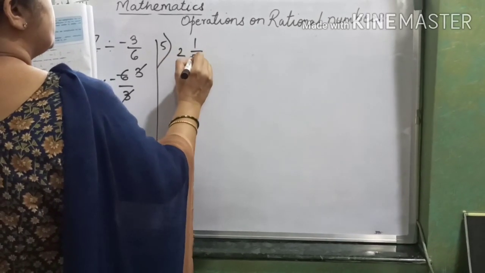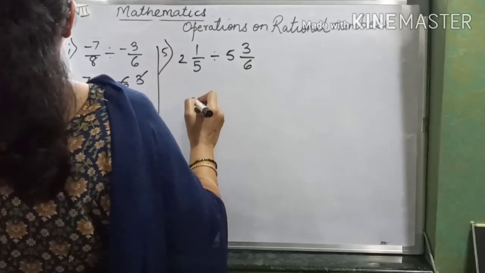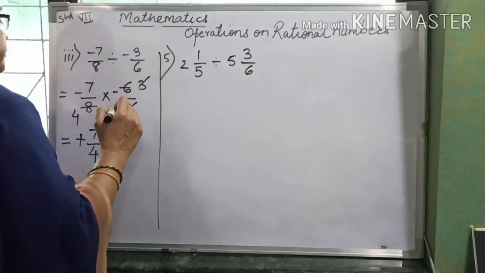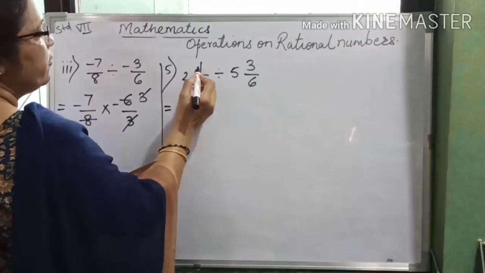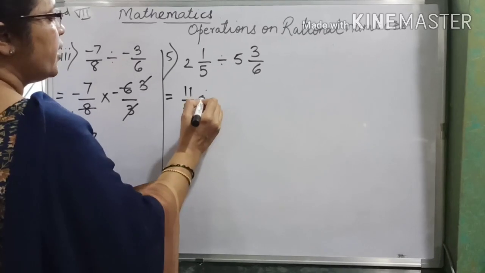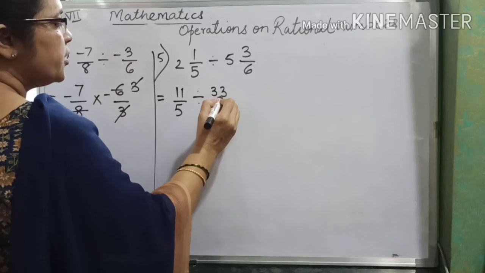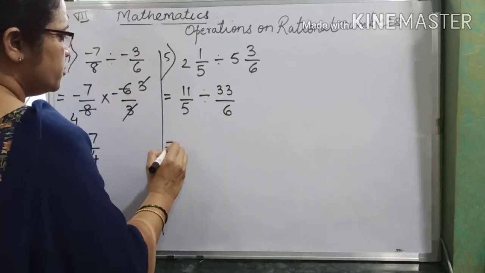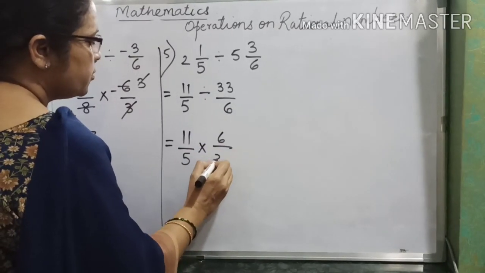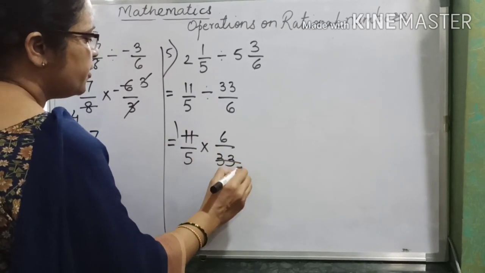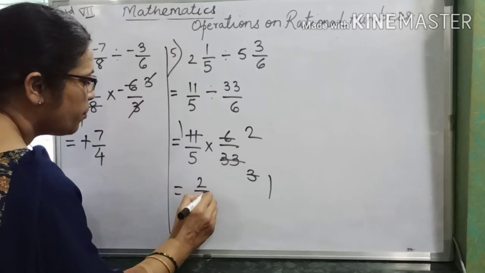Then the fifth sum we will solve now. 2 integer 1 upon 5 divided by 5 integer 3 upon 6. Now we will convert it into fractions. 5 2s are 10 and 1, 11 upon 5, divided by 6 5s are 30 and 3, 33 upon 6. So now make the reciprocal of this. 11 ones are 11, 33 threes are 3, 1 ones are 1, 5 twos are 10. So the answer is 2 upon 5.